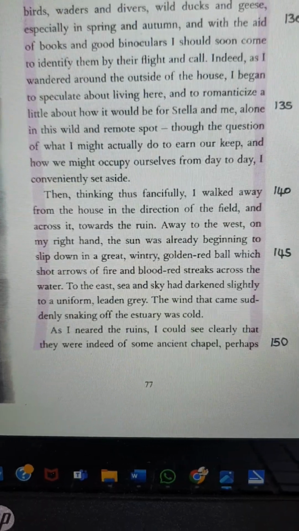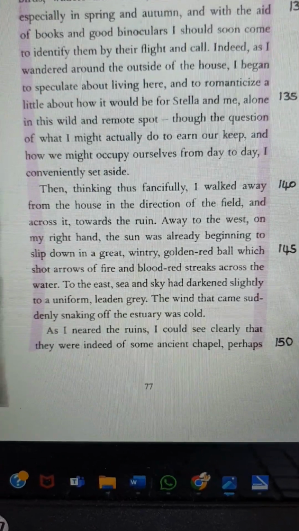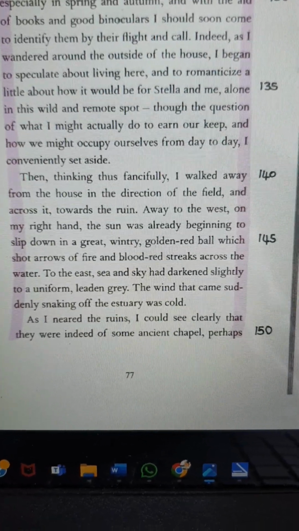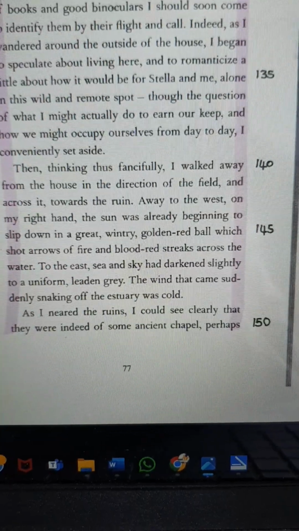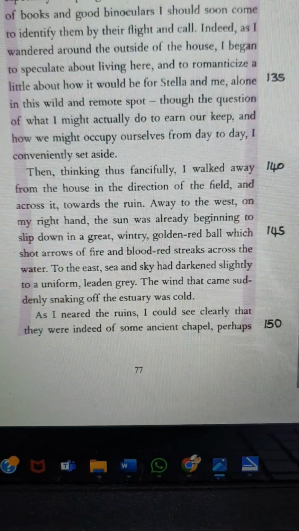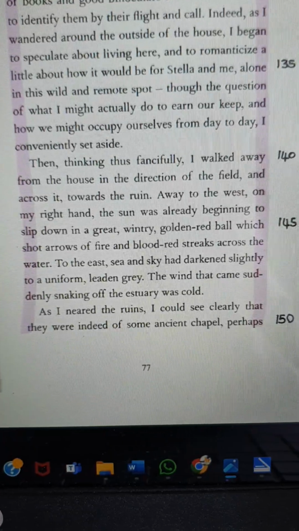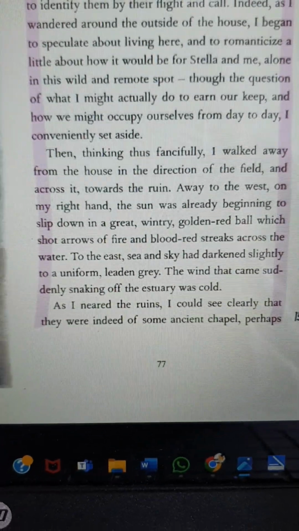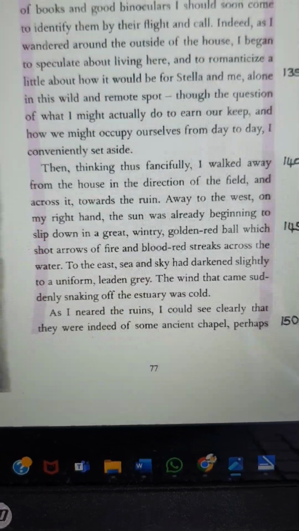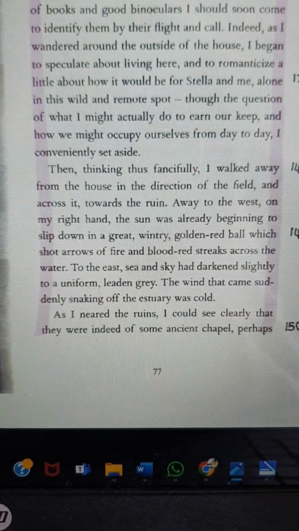All right, here we are at the part of the text that I decided to analyse. And what I wanted to do was to pick up on line 148, where you have "the wind came suddenly snaking off the estuary." And so you've got lots of figurative language here that you could analyse. For example, you could talk about the connotations of the word snake. Now, we tend to associate snakes with wickedness, with Adam and Eve being tempted in the Garden of Eden, and the fall of man. So you could talk about that.